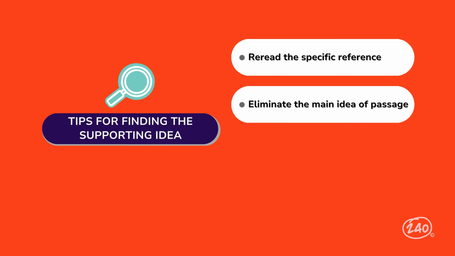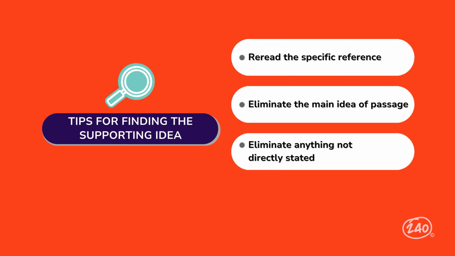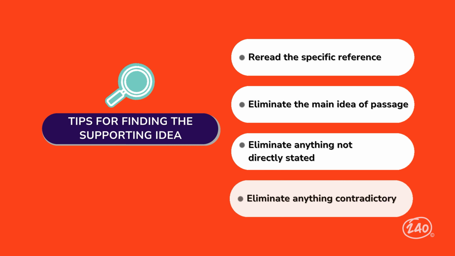A common distractor is the main idea of the entire passage. Remember, supporting idea questions are much more focused. Eliminate anything not directly stated in the passage. You are not inferring or drawing a conclusion here. We'll talk about that next. And also, make sure to eliminate anything contradicting the main idea of the passage.